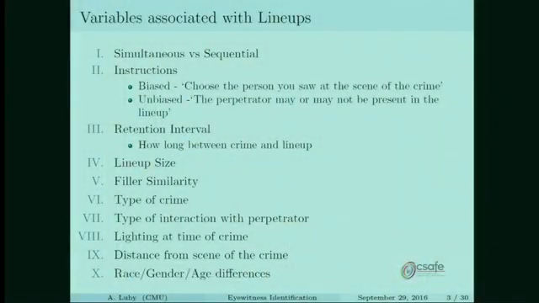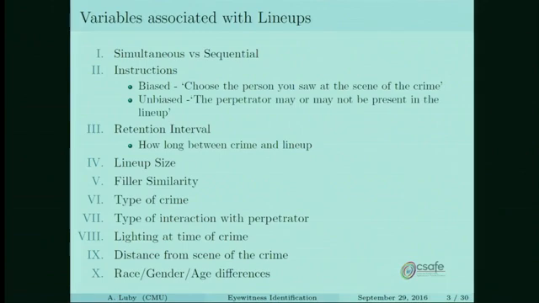So it might seem like a pretty simple task at first: here are some people, do you pick the right one or not? But there are actually a lot of variables associated with lineups. There's the presentation method, simultaneous versus sequential. In a simultaneous lineup, you see all of the options at once, and you pick the person that you saw do it or not, versus sequential, where you see one person at a time and are asked to decide if that's the person that you saw or not.